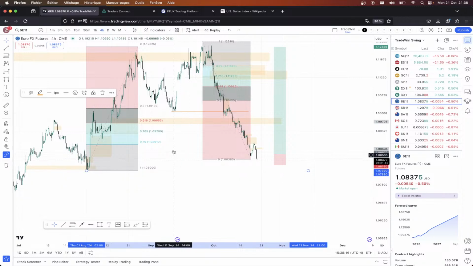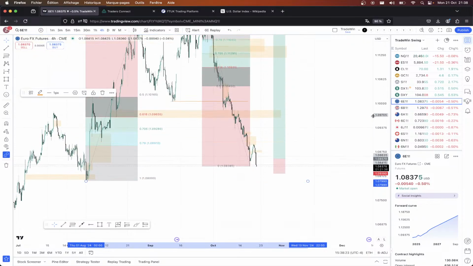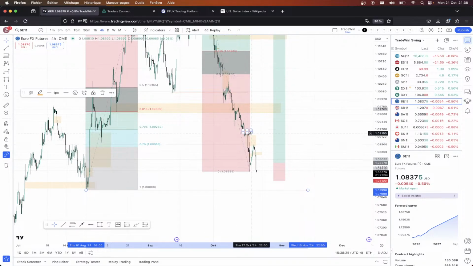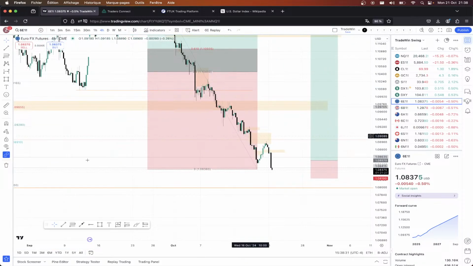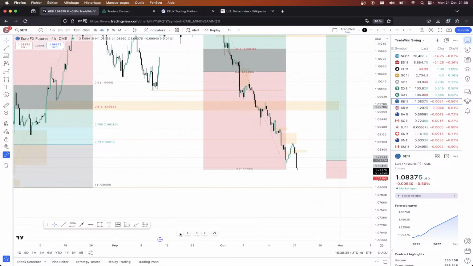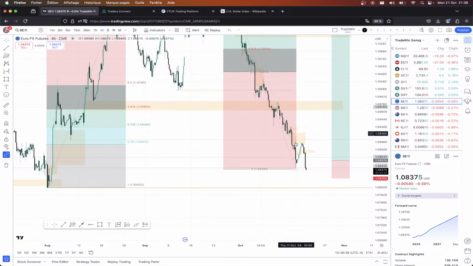I would have really liked to sweep this low here and directly here have an inverse fair value gap at this level. This would have been a really good setup for me to enter long on euro. I'm talking about this one. I don't know if I can make that more clear. Yeah, I would have definitely entered here.